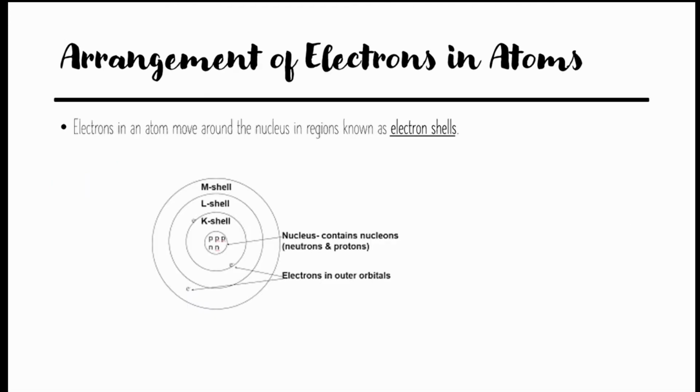Arrangement of electrons in atoms. Electrons in an atom move around the nucleus in regions known as electron shells. Take a look at this. The first layer is the nucleus, or the core of the atom. It contains neutrons and protons. Outside the nucleus, there is the K shell, and then the L shell, M shell, etc.